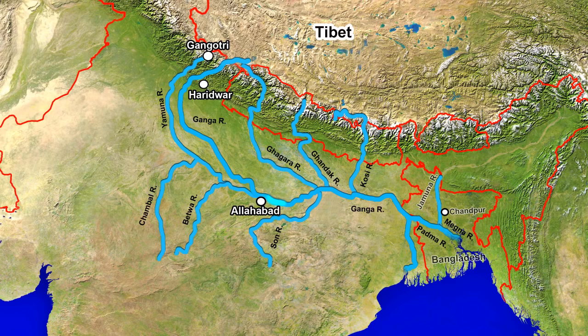The Ganga is called as Padma when it enters Bangladesh. It meets the Jamuna and retains its name, but finally meets Meghna near Chandpur and adopts the name Meghna before draining in the Bay of Bengal.